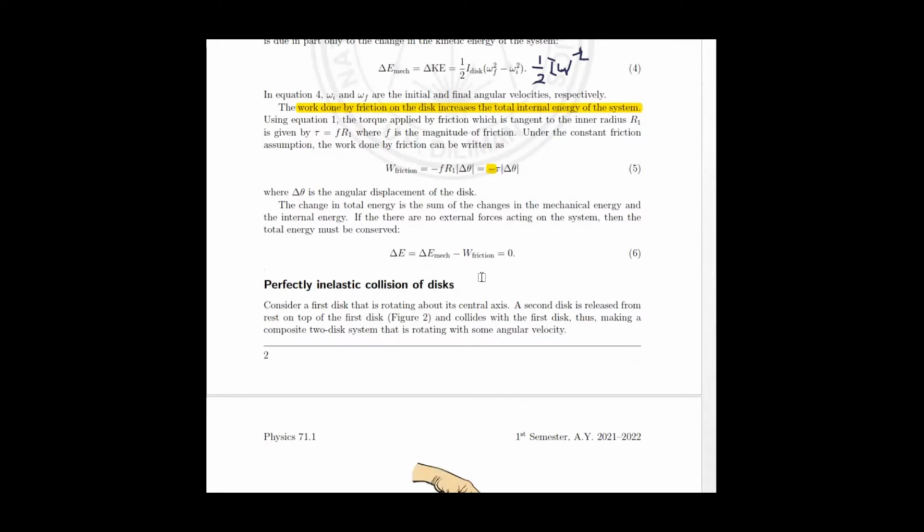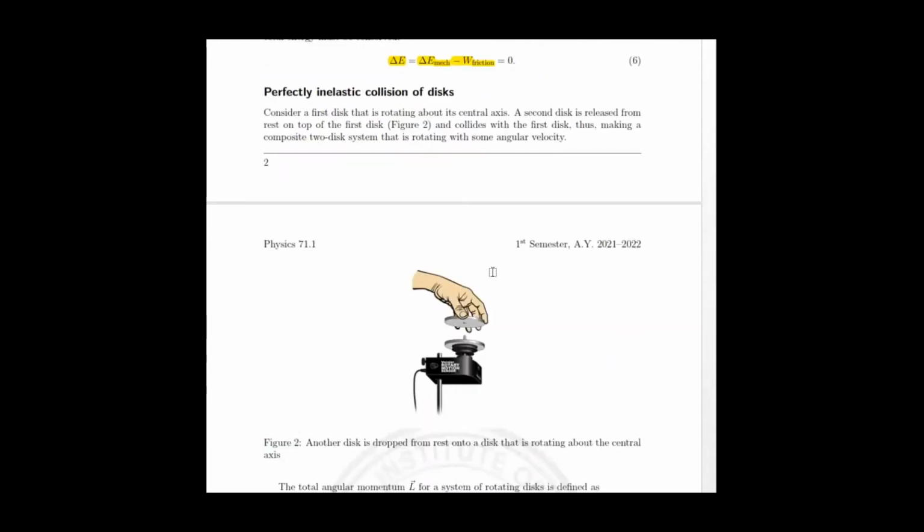So the change in total energy is simply the change in mechanical energy minus the work done due to friction. So next, we move on to the perfectly inelastic collision of your disks.